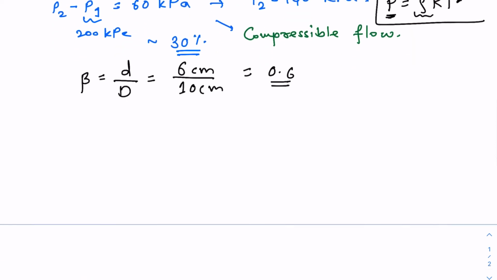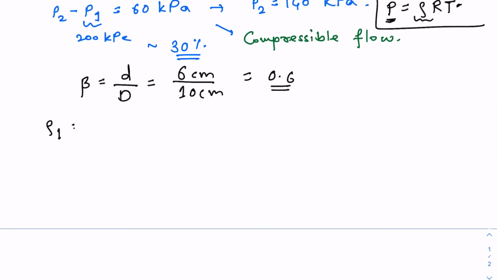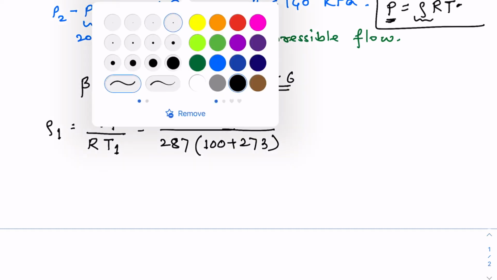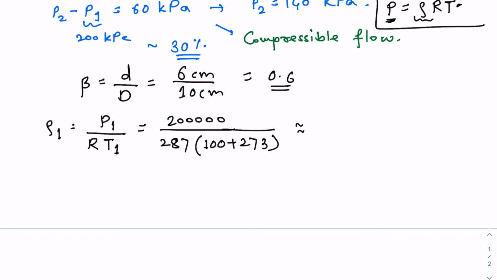So let's first find out what rho 1 is. Rho 1 is basically P1 divided by R T1, which gives me 200,000, because P1 is 200 kPa, divided by the ideal gas constant 287 in SI units and temperature in Kelvin. We are given temperature in degrees Celsius, which is 100, but to convert it to Kelvin we need to add 273. So this comes out to be equal to 1.87 kg per meter cube. Now the density at point 1 is known.